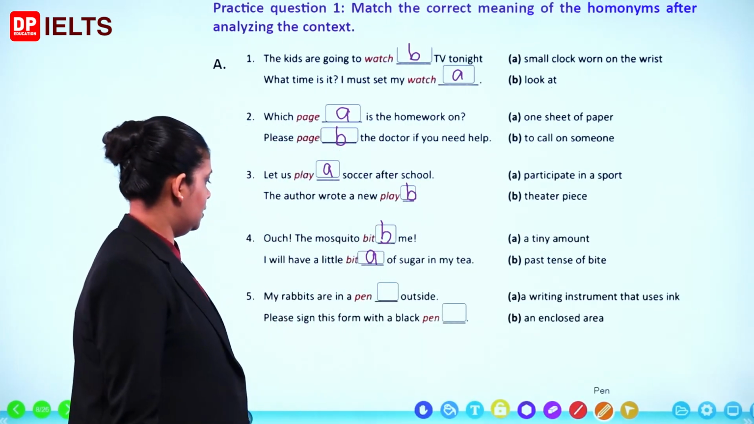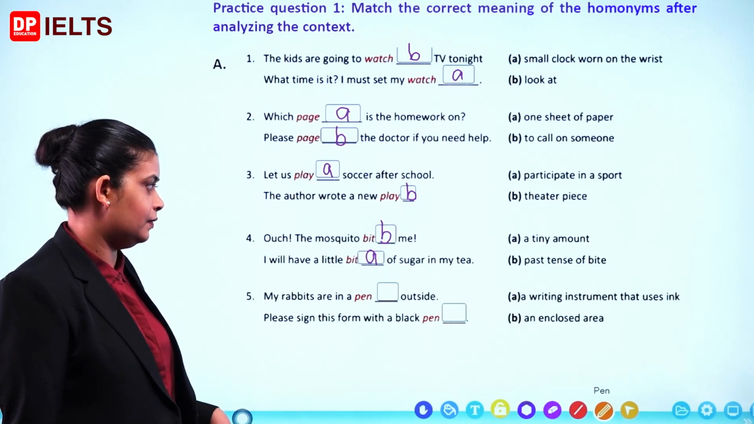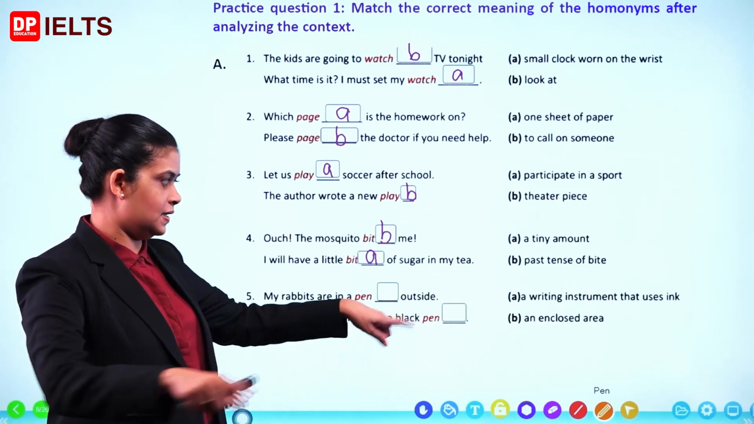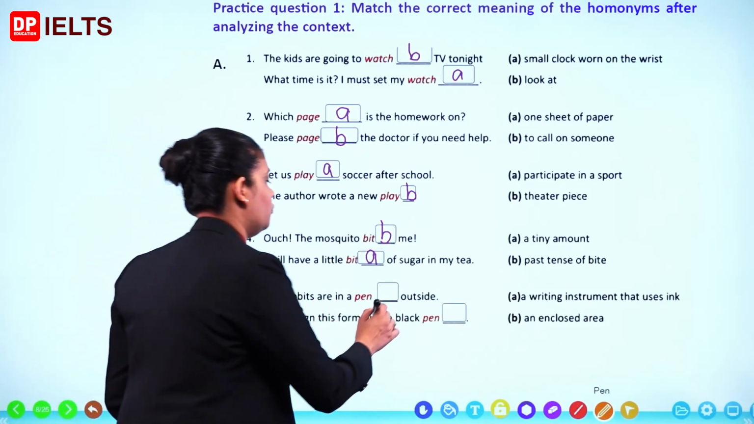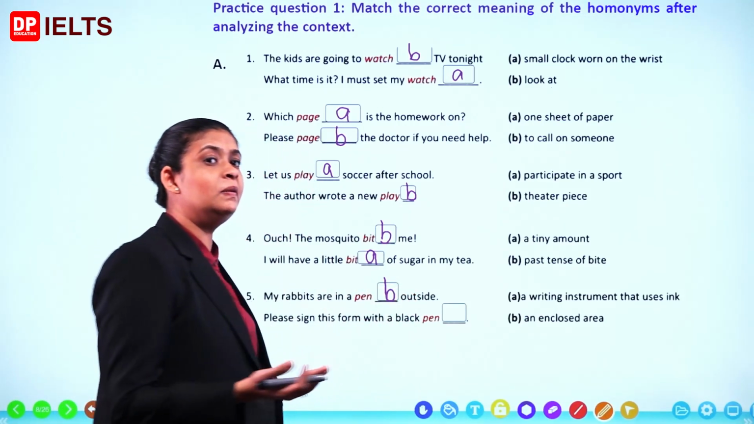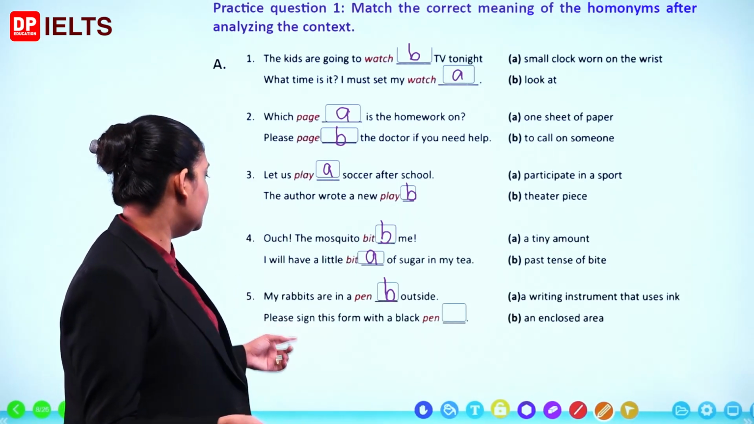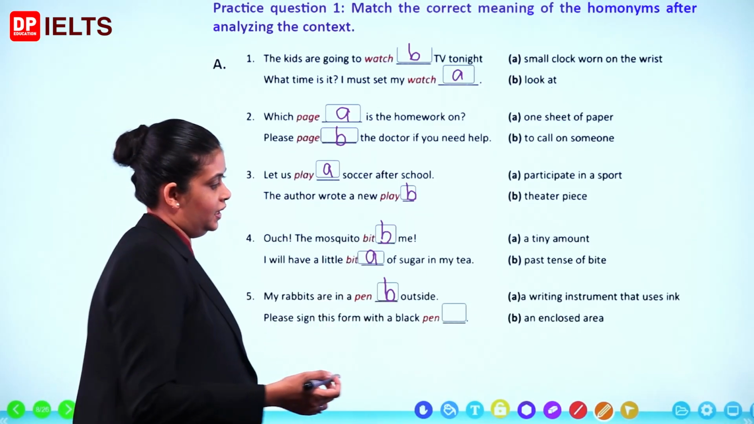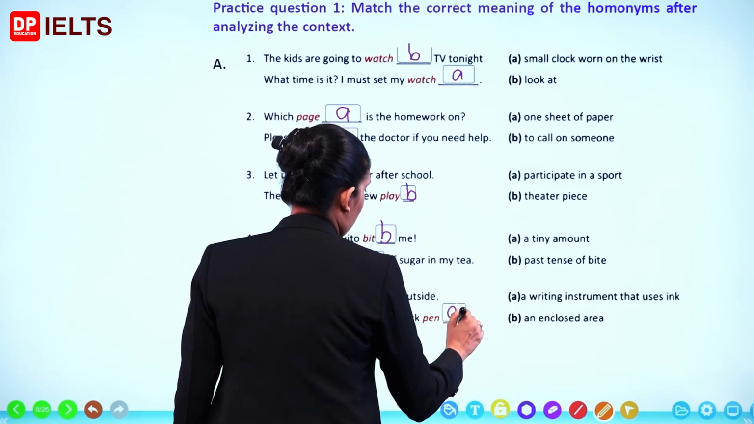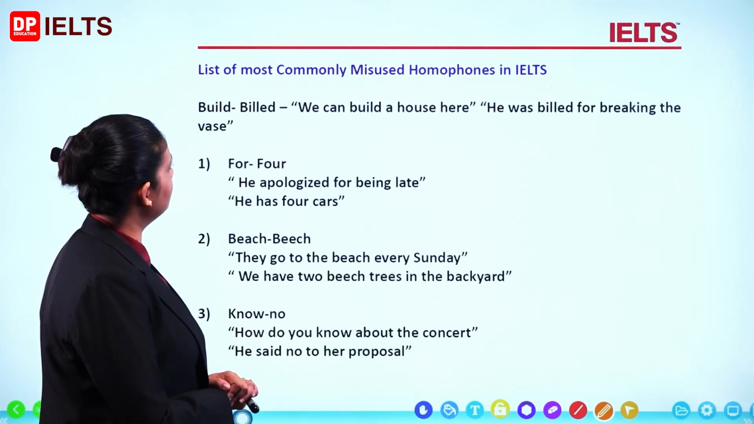Next one. My rabbits are in a pen outside, right? So a pen is an enclosed area, like a closed area. That's where the rabbits usually live, right? A pen. I mean, we use it for kids, like a play pen. Similar, right? Please sign this form with a black pen. Black pen is a color of an ink, right? Okay. Right, so moving on into the next one.